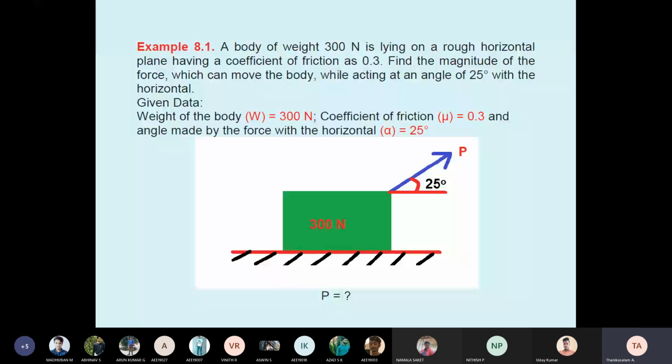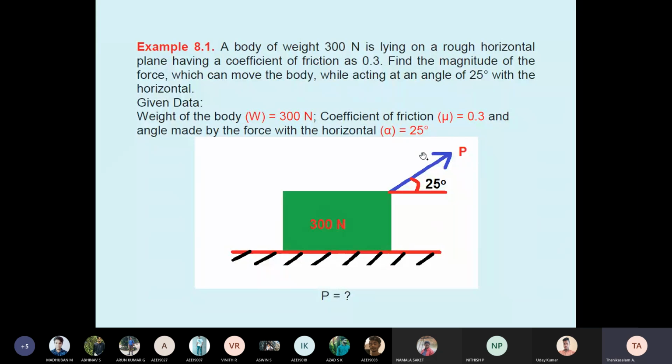In this question, they did not give the diagram, they gave only the statement. Whenever only a statement is given, you have to draw the proper diagram. In engineering mechanics, if a diagram is given you can easily imagine. Sometimes the diagram is not given; read the statement twice or thrice, then draw the proper diagram, the space diagram. So one body of 300 Newton is lying on a rough horizontal plane, mu equal to 0.3. They asked to find the magnitude of the force which can move the body.